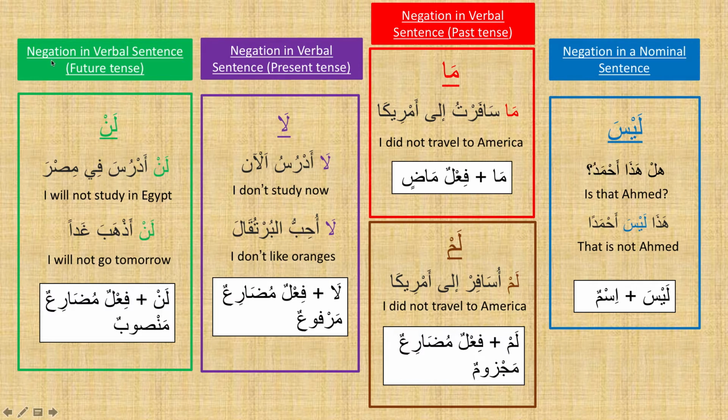So moving on to negation in verbal sentences regarding the future tense, we would use the particle لن. For example, لن أدرس في مصر. I will not study in Egypt. لن أذهب غدا. I will not go tomorrow. So the particle لن is followed by a فعل مضارع منصوب. So the فعل مضارع will end in a فتحة when we are using لن. So لن is used to negate something in the future.